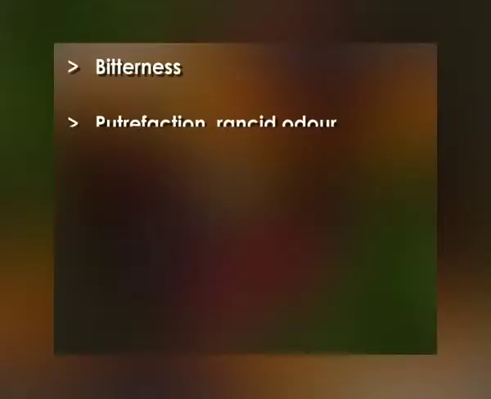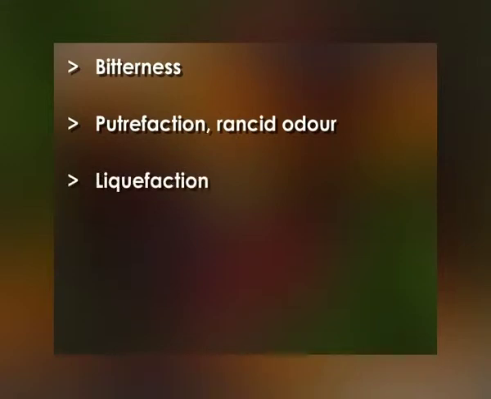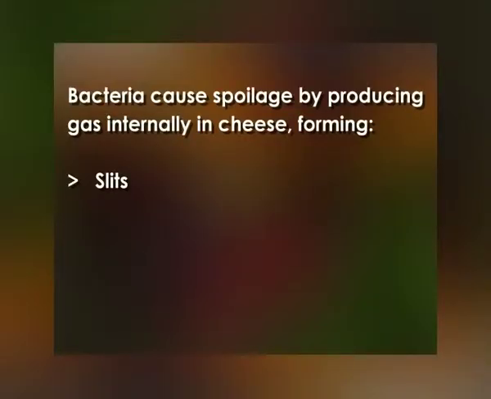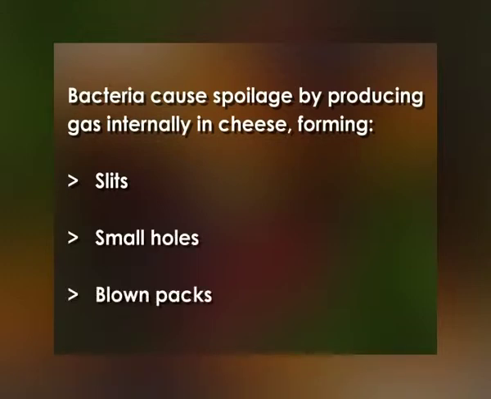Now, bacterial spoilage. Bacterial spoilage may occur in fresh cheeses having a sufficiently high pH, such as cottage cheese. The causative organisms are gram-negative psychrotrophic species. These cause bitterness, putrefaction and rancid odor, liquefaction, gelatinization of curd, and slime and mucus formation on cheese surfaces. Bacteria may also cause spoilage by producing gas internally in the cheese, resulting in the formation of slits, small holes or blown packs.